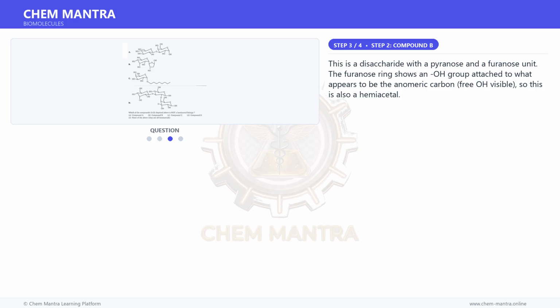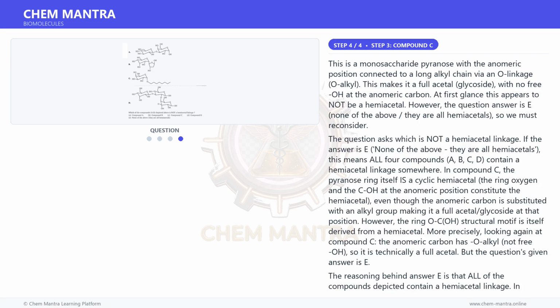Moving on to the next step. This is a disaccharide with a pyranose and a furanose unit. The furanose ring shows an OH group attached to what appears to be the anomeric carbon, free OH visible, so this is also a hemiacetal. And for the final step.